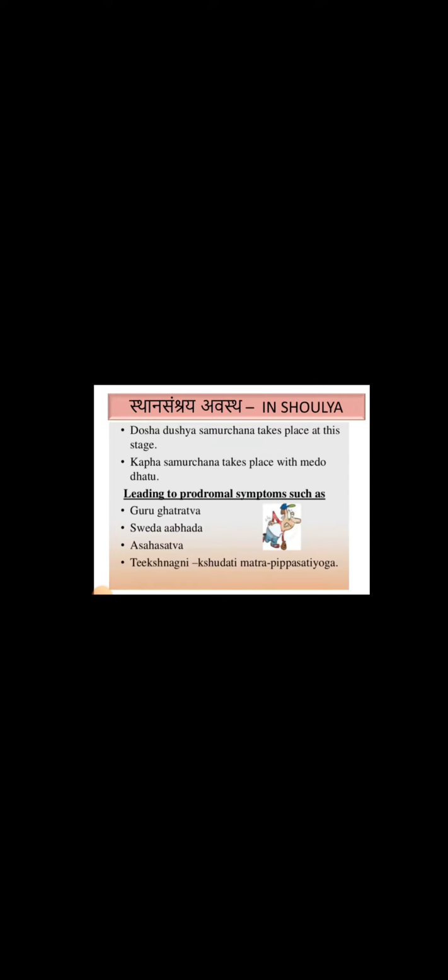Okay, so what happens in the Sthana Samshraya Avastha of Staulya? The dosha Sammurchana takes place at this stage. The Kapha Sammurchana takes place with the Medo Dhatu, leading to the prodromal symptoms like Guru Gatrata, Sweda Badha, then Kshudra, Hahastatva, then Tikshnagni, wherein the patient will be taking more and more food. Okay, so this is the Vyakta Avastha, where you can see the patient exhibiting all the symptoms.